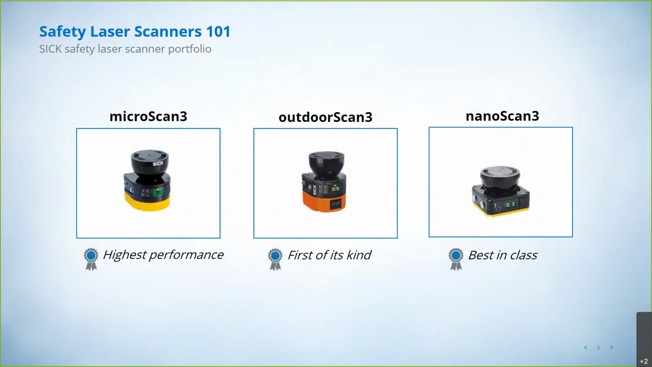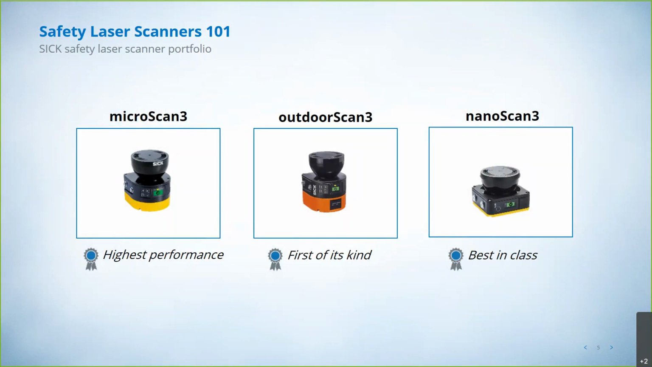We do still offer the S3000 and the S300 platforms today. There are no plans to discontinue them at this point. But I do want to bring most focus to the Microscan 3, the Outdoor Scan 3, and the NanoScan 3, as these are the latest safety laser scanners and the ones using our most up-to-date scanning technology, which I'll talk a little bit about on the next slide.